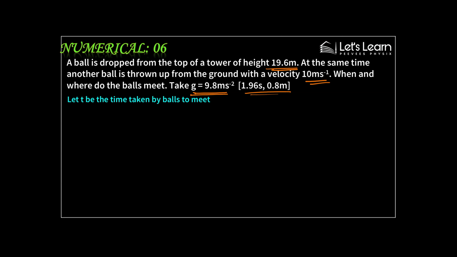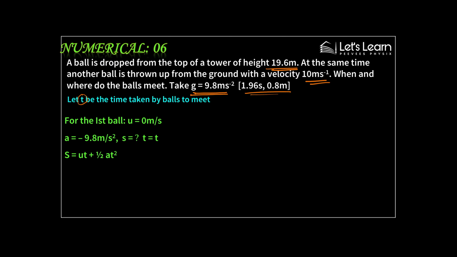For that, we assume the two balls meet after t seconds. Here we have two situations, for ball number 1 and for ball number 2. So we choose for ball number 1, starting speed is 0, a is minus 9.8, s we do not know, t we assumed as just t. So we make an equation in terms of all these.